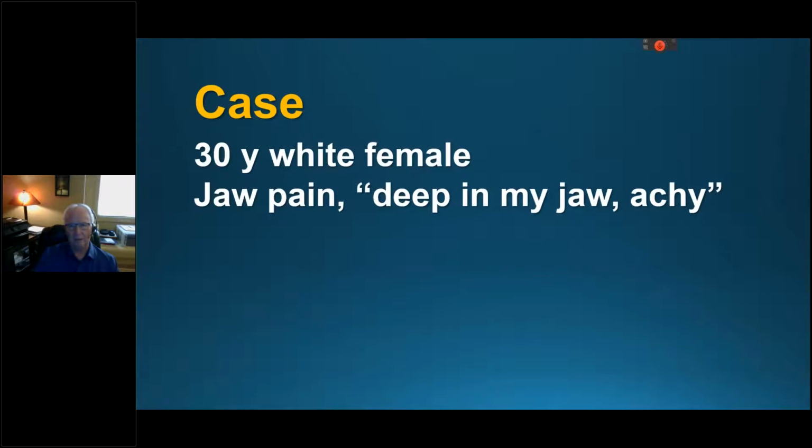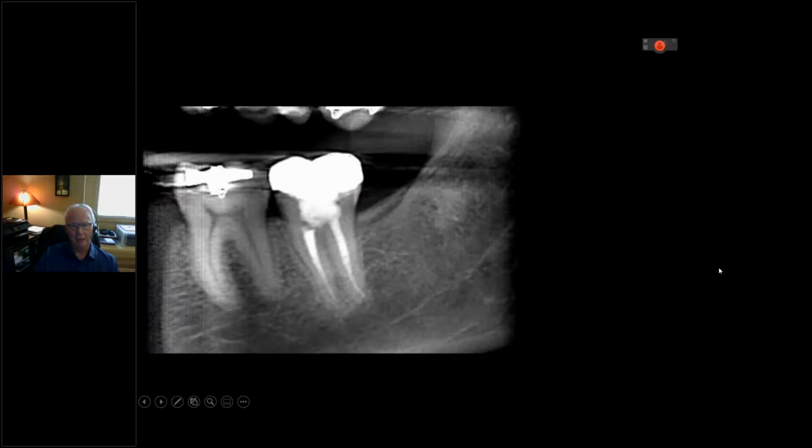So here's a case that I saw relatively recently, a 30-year-old white female. She described the pain as deep in my jaw and achy to the clinician who sent it in to me. And this is the reconstructed image from the cone beam. This is probably at a 25 or 30 millimeter thickness. You can see a root canal procedure, maybe a little leaking of the coronal portion here under the crown, root canal procedure done.